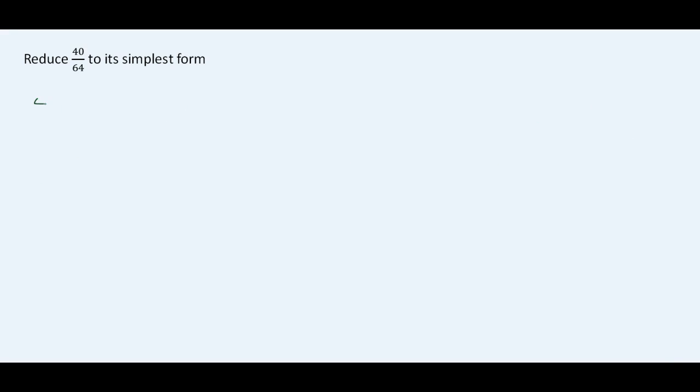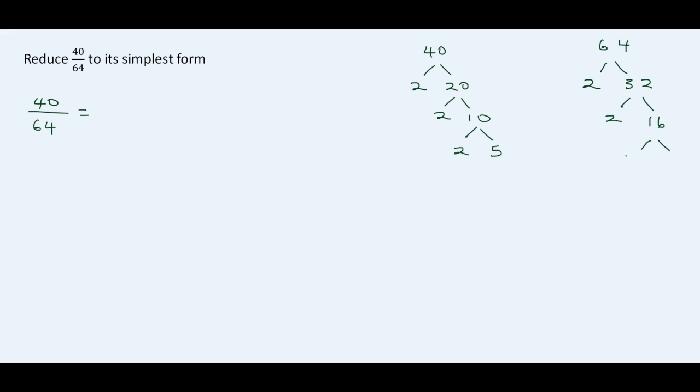Next we have 40 divided by 64, or 40 over 64. So for 40, we have 2 and 20. For 20 we have 2 and 10, and for 10 we have 2 and 5. For 64, we have 2 and 32. Then we have 2 and 16. We have 2 and 8. We have 2 and 4, and then for 4 we have 2 and 2.